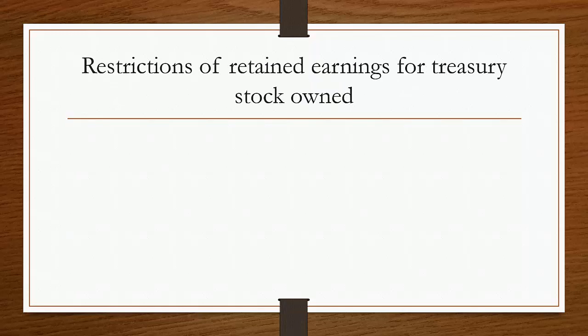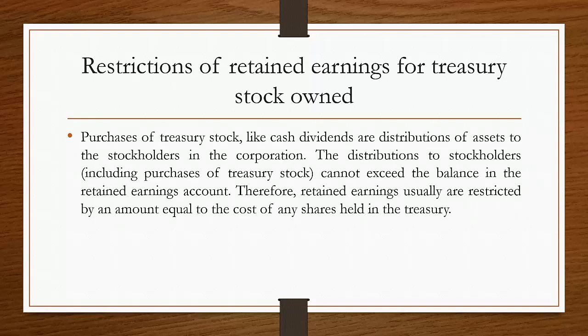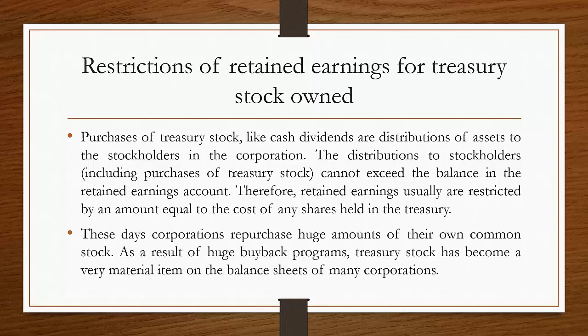There are some restrictions of retained earnings for treasury stock owned. Purchases of treasury stock like cash dividends are distributions of assets to the stockholders in the corporation. The distributions to stockholders, including purchases of treasury stock, cannot exceed the balance in the retained earnings account. Therefore, retained earnings usually are restricted by an amount equal to the cost of any shares held in the treasury.